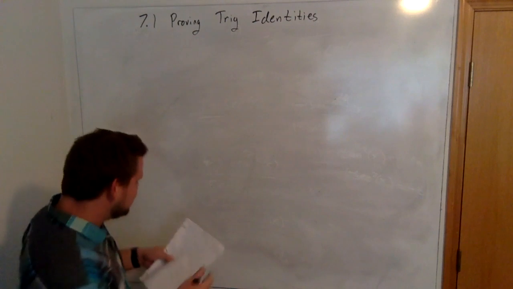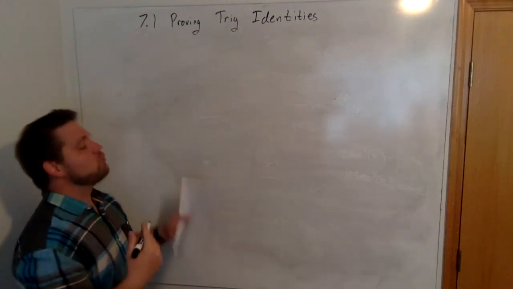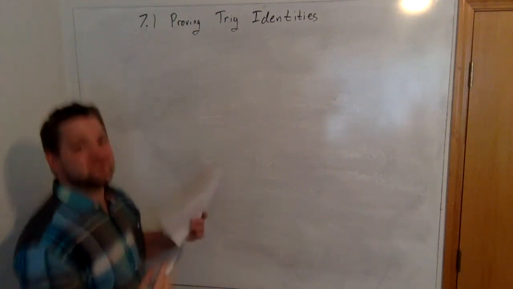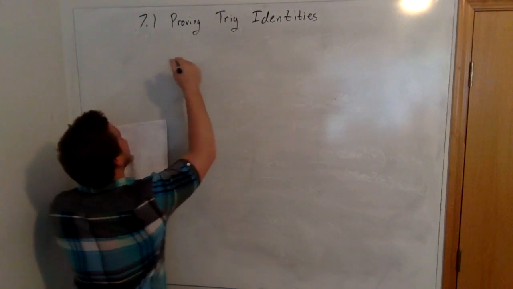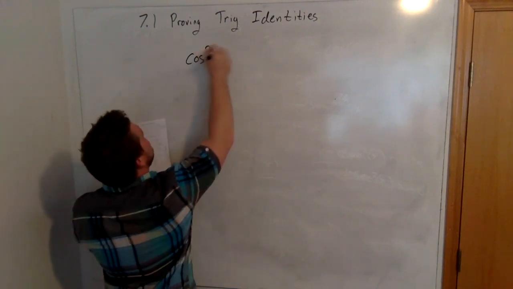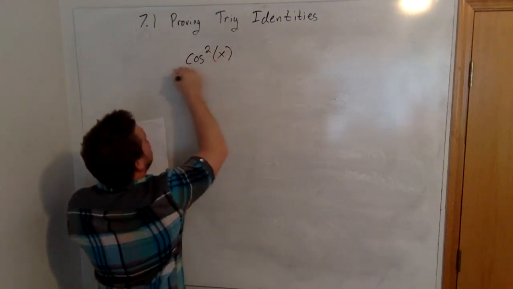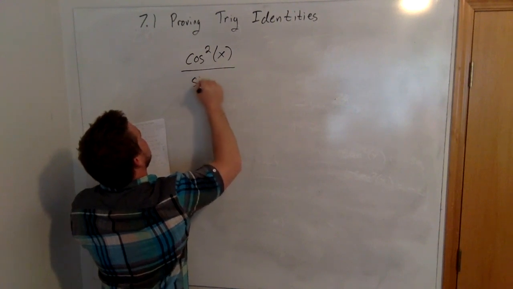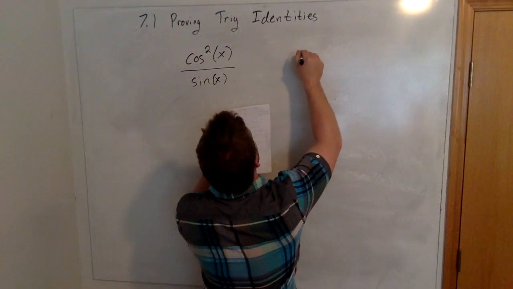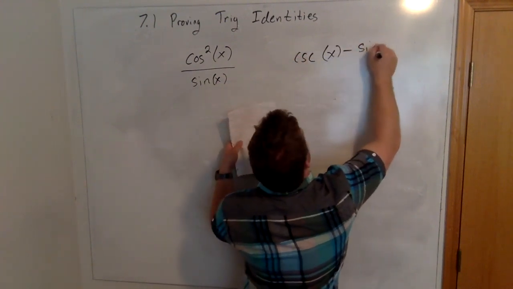Let me show you. These type of exercises are really fun. They're a little bit puzzly. You have some freedom, but overall, they're just really fun. So, as our first example, let's say that maybe you're doing some sort of problem and your answer is cosine squared of x over the sine of x. But maybe in the back of the book it says cosecant of x minus sine of x.